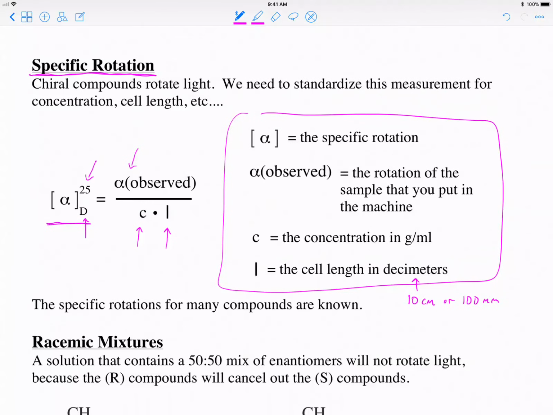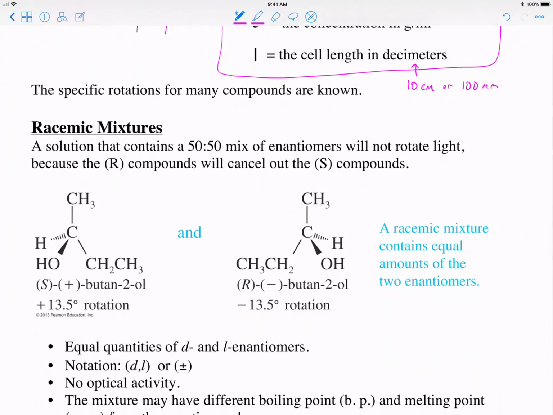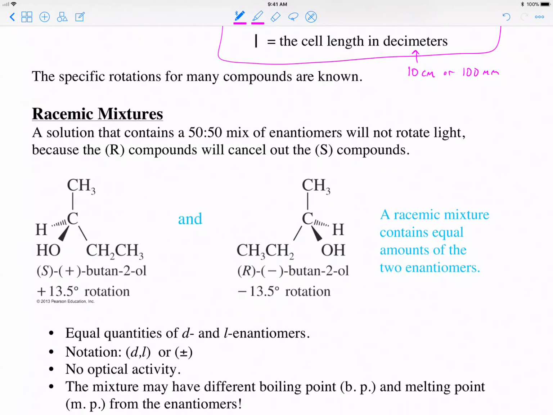Individual compounds that are chiral are known and measured so that the specific rotation of many naturally occurring compounds are known. Now, what are racemic mixtures? Well, we just talked about specific rotation and we talked about chiral molecules. So, for example, let's take this S isomer right down here. If it's put into the sample container and corrected for its concentration and cell length, we find that the S isomer will rotate light plus 13.5 degrees for this specific compound, 2-butanol.